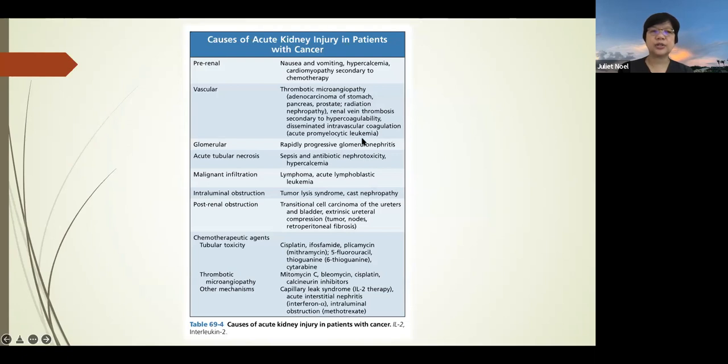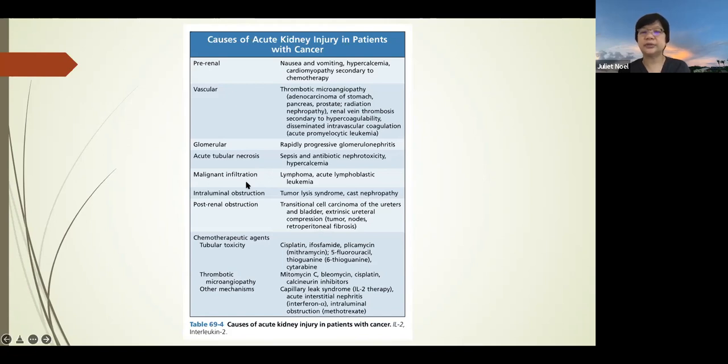So these are the common causes of AKI in patients with cancer. Post-chemotherapy, they keep on vomiting, they would get dehydrated, or they would have a vascular cause due to thrombotic microangiopathy. They can develop GN because of either their malignancy or their chemotherapy drug. ATN can happen because of sepsis, because of antibiotic nephrotoxicity, and some cancers would cause hypercalcemia, so they would also present as ATN.